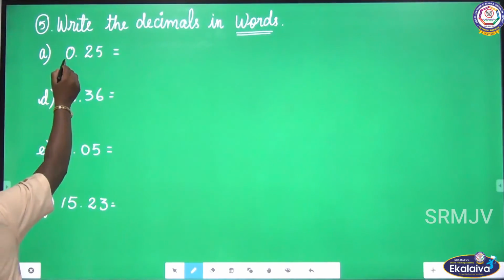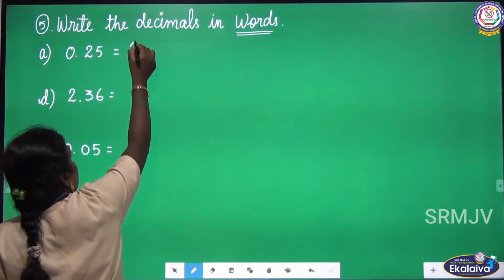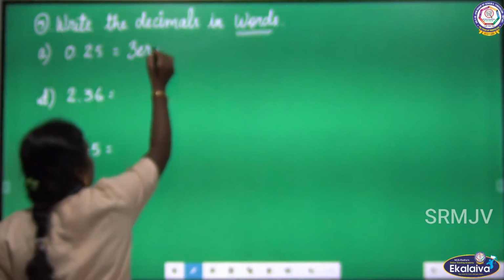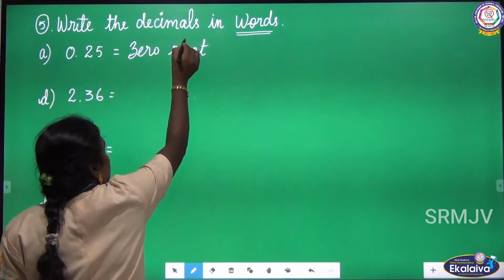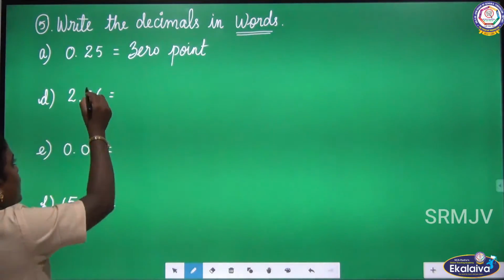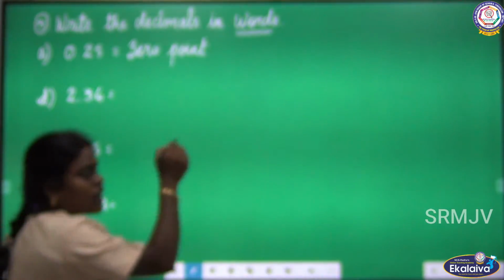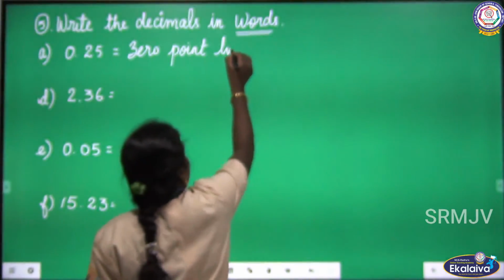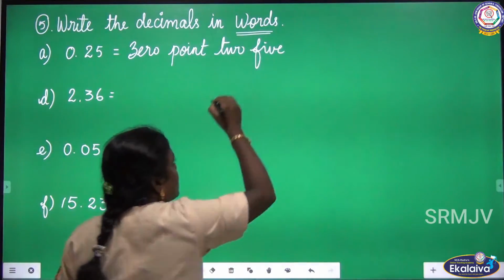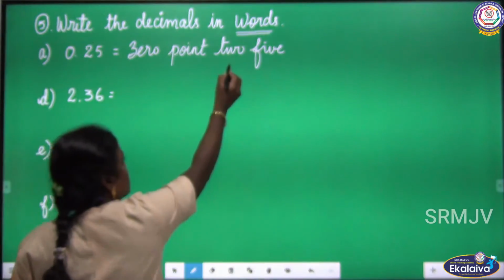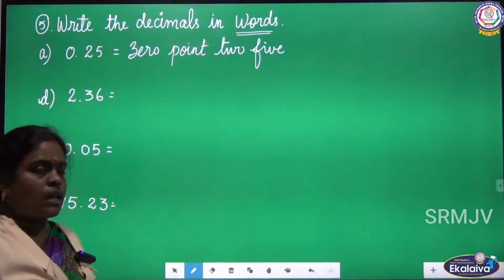So I have read 0.25. Listen, children, 0.25. Look at the decimal part. I have read as 25. In the same way, I am going to write the number name. 25. So the given decimal is 0.25. So as you are reading, you have to write the number name.